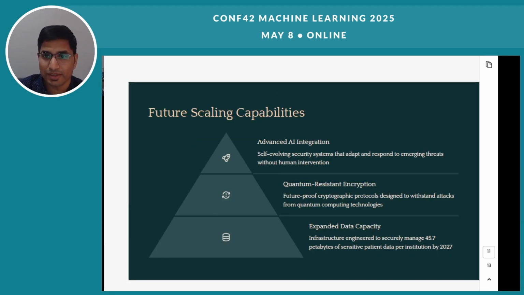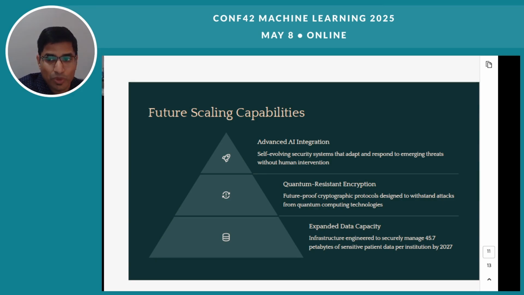Going on to the next slide, future scaling capabilities. As I mentioned, healthcare systems must be prepared for future scalability. So this slide describes how to architect or design a system that can withstand tomorrow's challenges, scalability issues, including AI evolution, quantum computing threats, and massive data growth, which is very much possible.